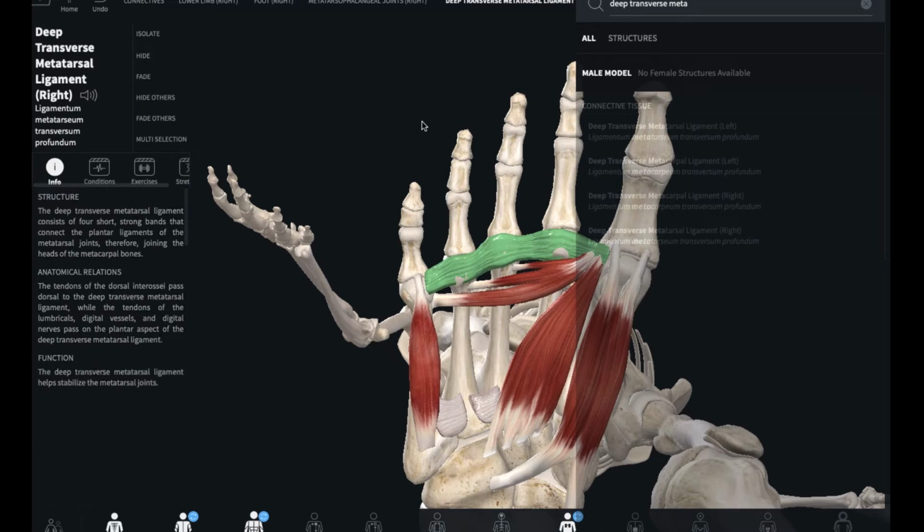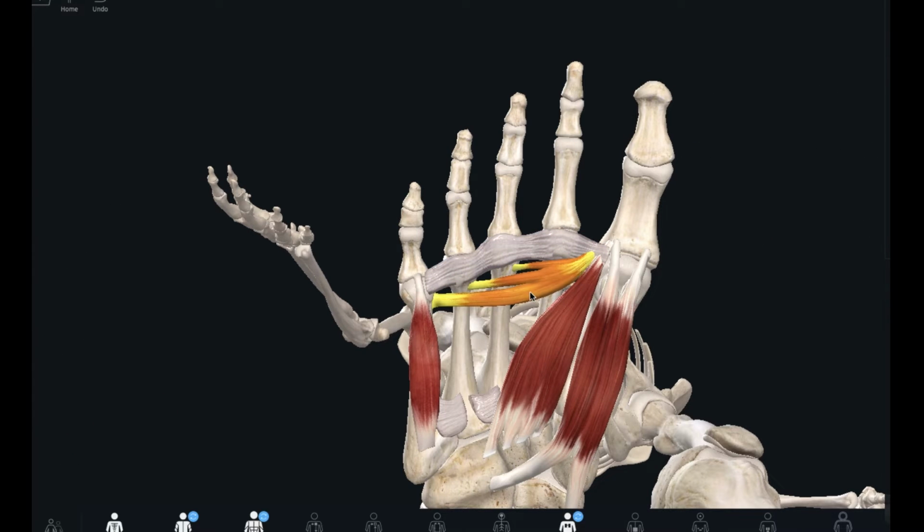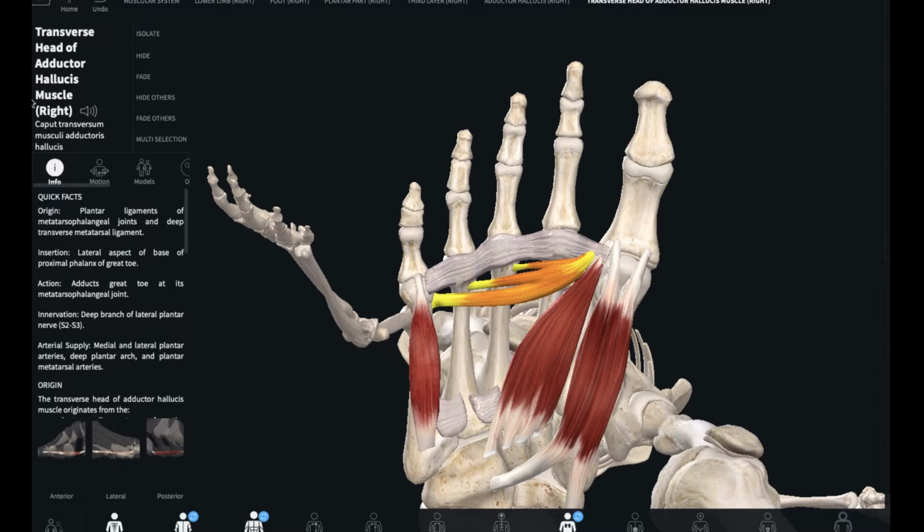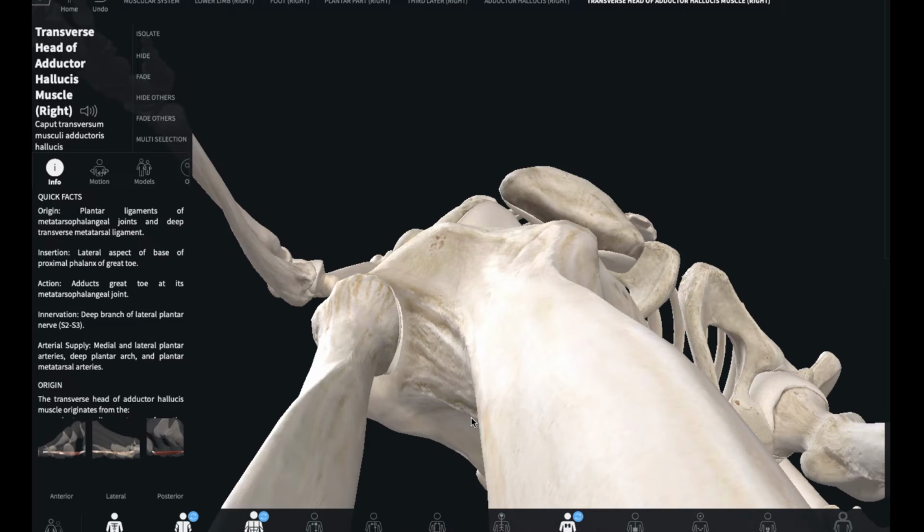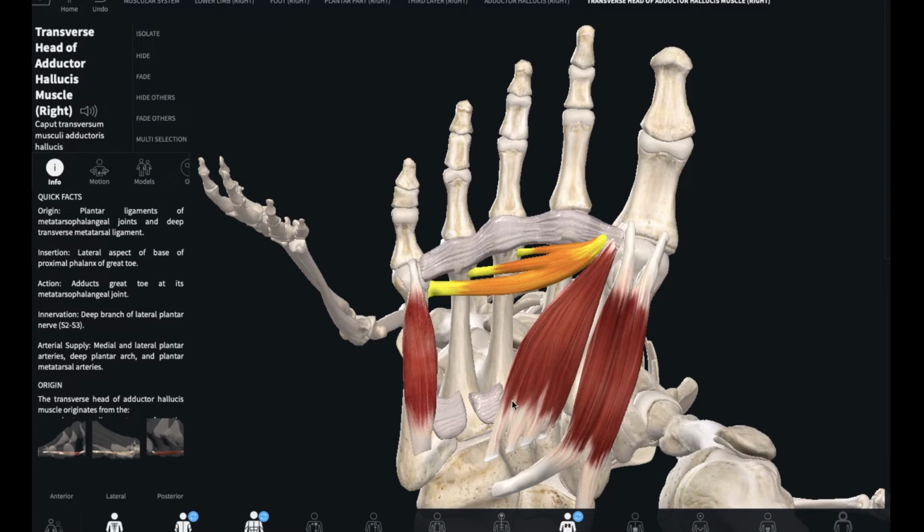Metatarsal ligament, there. Okay, so to recap, the origin of the transverse head of the adductor hallucis muscle is on the plantar ligaments of the metatarsophalangeal joint, right there. Right here. And the origin is also on the deep transverse metatarsal ligament. And the insertion, we'll get to that in a second.